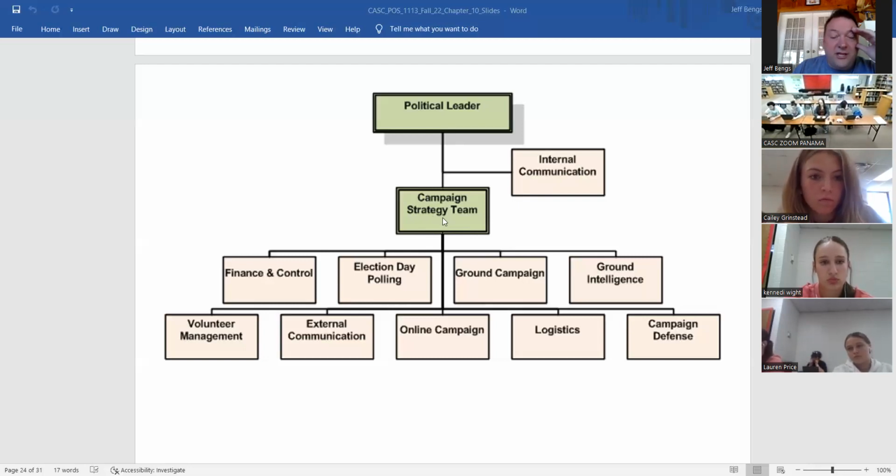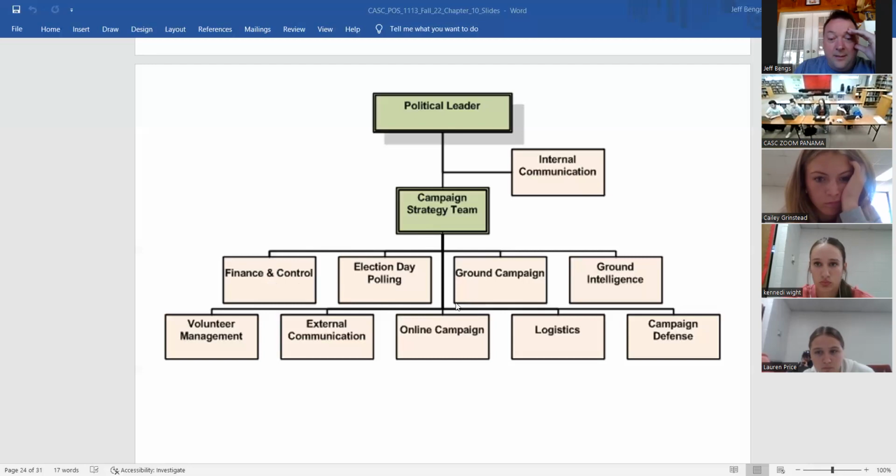you have a few strategic leaders who then put together these smaller committees or these smaller groups. Like you get a key financial person who will then put together their team for finances, and so on and so forth with all of these other groups. Ground campaign would be a campaign that would be like the grassroots campaign that we talked about.